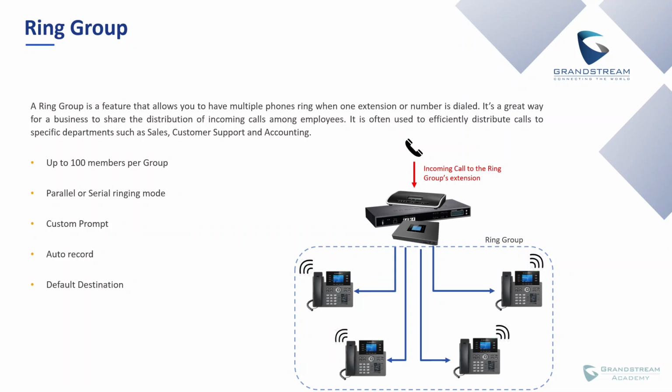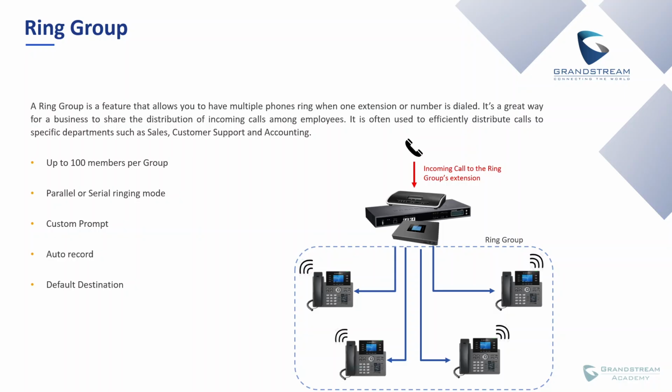Parallel or serial ring-in mode: users can choose the ring strategy as either simultaneously or in order. Simultaneously means ring all the members at the same time. In order means ring the members in the order configured in the ring group. If the first member doesn't answer, it will stop ringing and start ringing the second one.